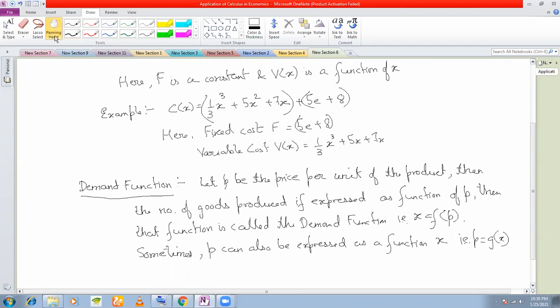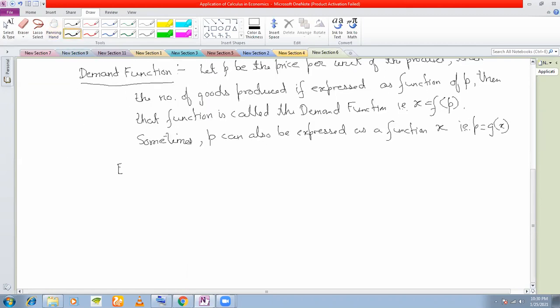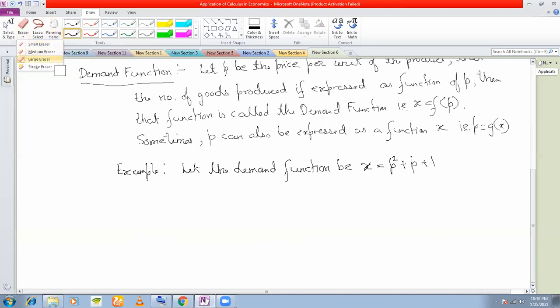Okay. So let's see an example here. Let the demand function be, say, X is equal to P square plus P plus 1. So that means X here is the function of P. Or let me keep it a little simple. Let X is equal to P square plus 5, say. So X is a function of P here, clearly, right?